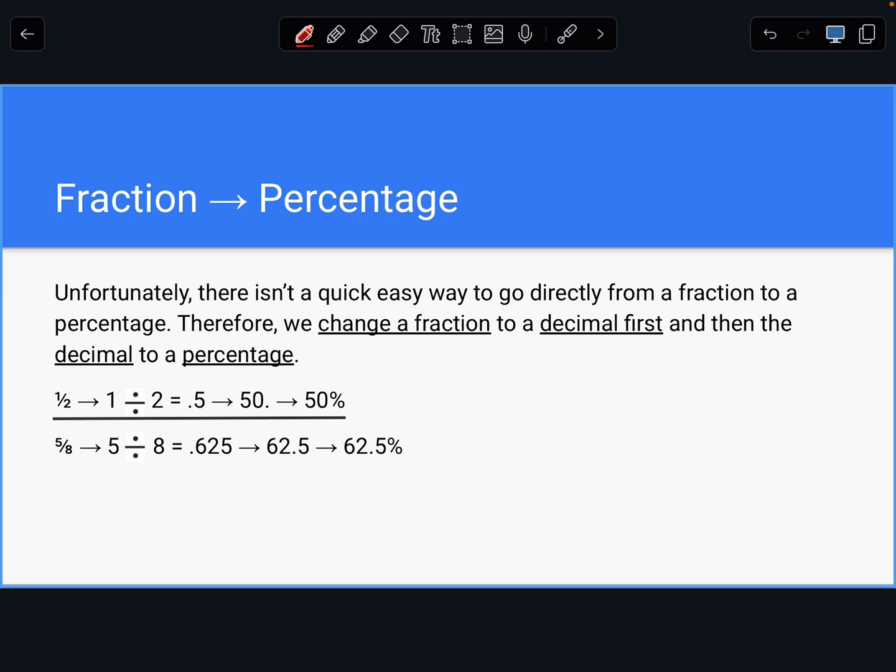So 1/2 becomes 1 divided by 2. 1 divided by 2 gives you 0.5. Now that we have 0.5, we can move that decimal two places. We have a blank space, so we put a 0 there, and 0.5 becomes 50%. 5/8: 5 divided by 8 becomes 0.625. We move the decimal two places. 0.625 becomes 62.5%.